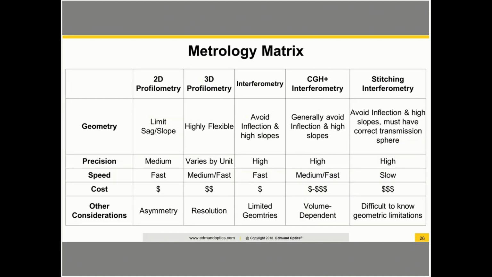Okay, here we have a high-level chart of the metrology that's available for Edmund to use. Unfortunately, with metrology, there's no one machine that's the best for all possible Aspheres. So the first things that we would consider would be the geometry and the precision needed. Once you find a suitable piece of metrology, each of these will have a different measurement time and an associated cost.